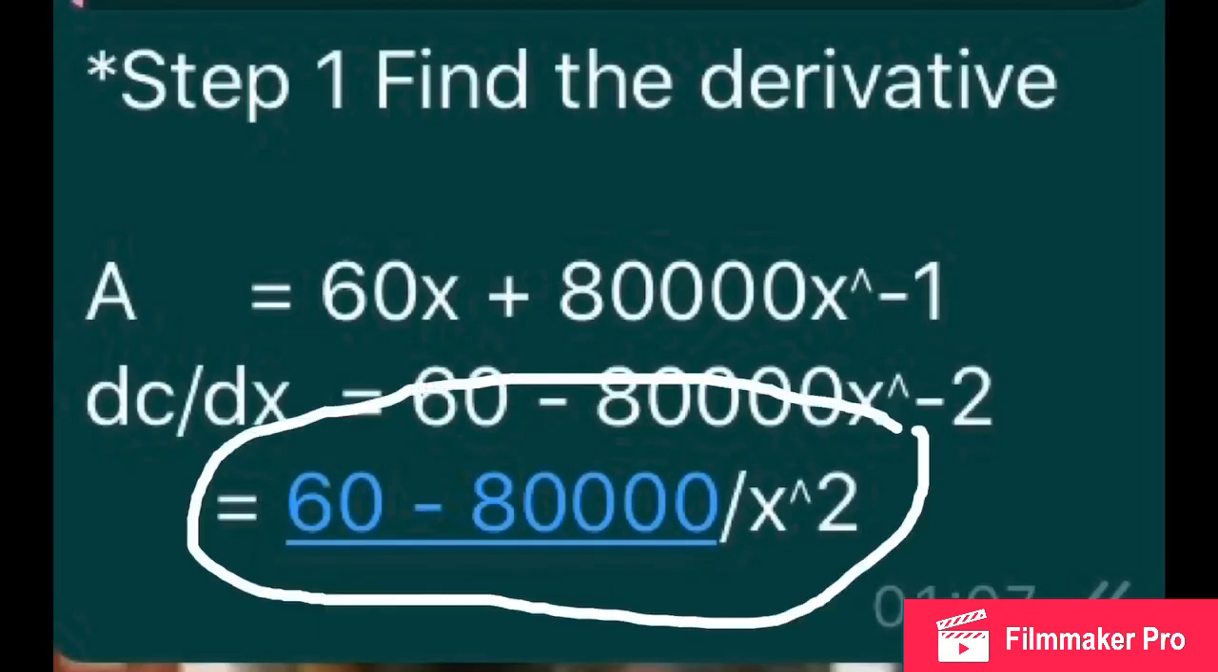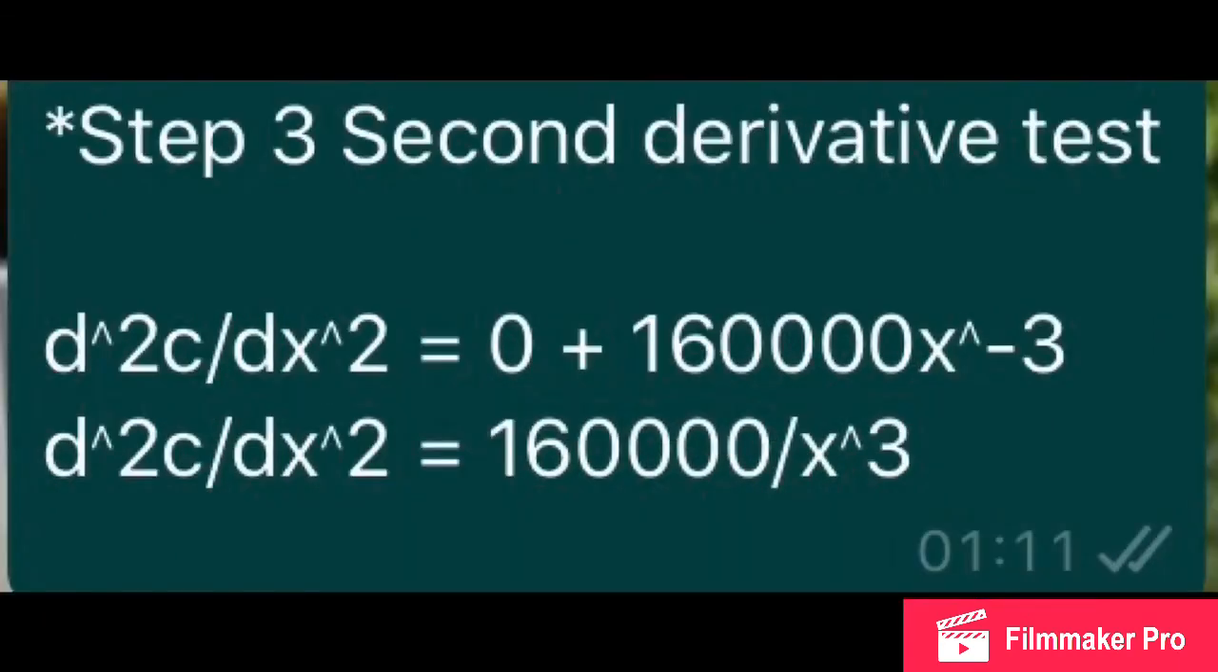Next is step 3, the second derivative test. We will use the first derivative that we have done, that is 60 minus 80,000 divided by x to the power of 2. The second derivative, d to the power of 2 C divided by dx to the power of 2, equals 0 plus 160,000x to the power of negative 3. So we will convert it to an easier form for us to calculate, so it becomes 160,000 divided by x to the power of 3.